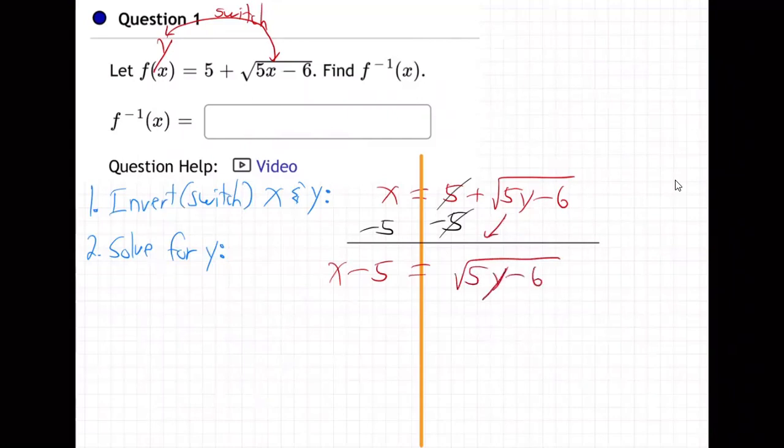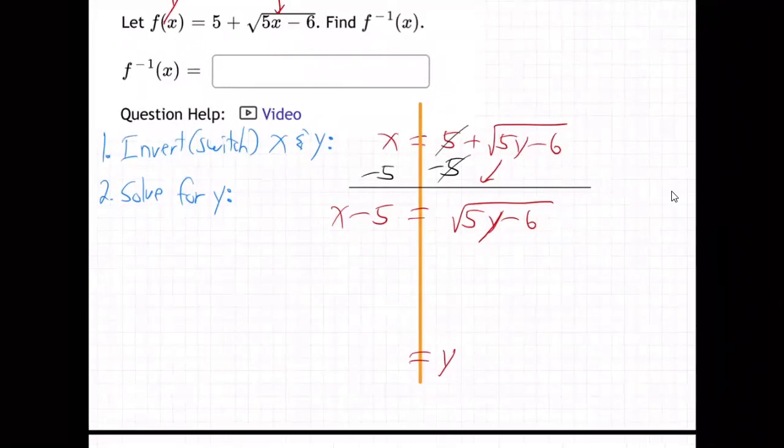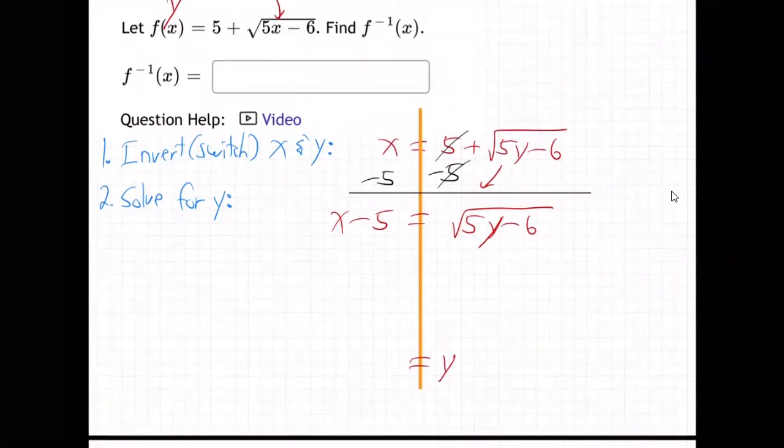Now we're trying to get, you know what the goal is, right? To get y all by itself. We're trying to solve for y. Y is saying I want to be alone. Get rid of all this stuff that's with me so that I can be alone. That's what solving for y means. So what are we going to do next? How do we get rid of this square root? We have to get rid of this square root that is over that whole right side. How do I get rid of that square root?